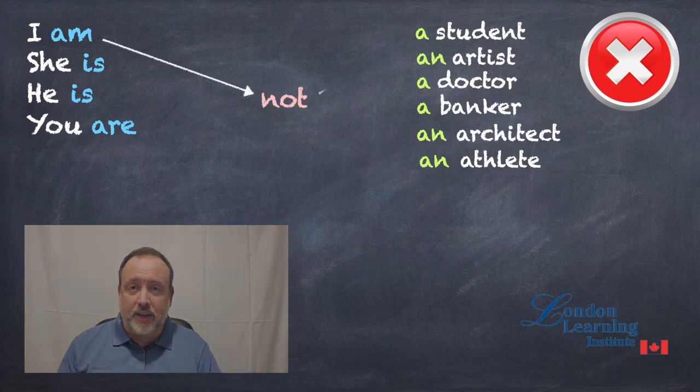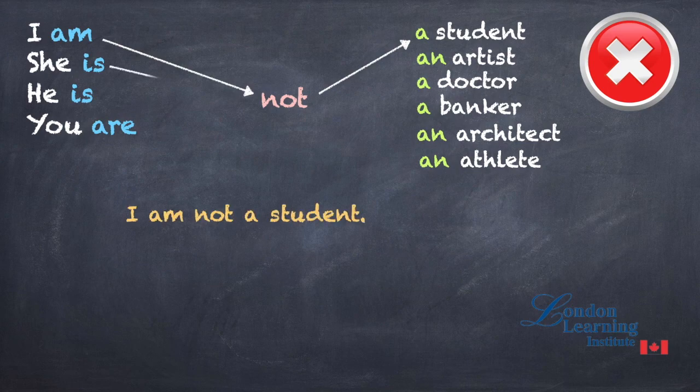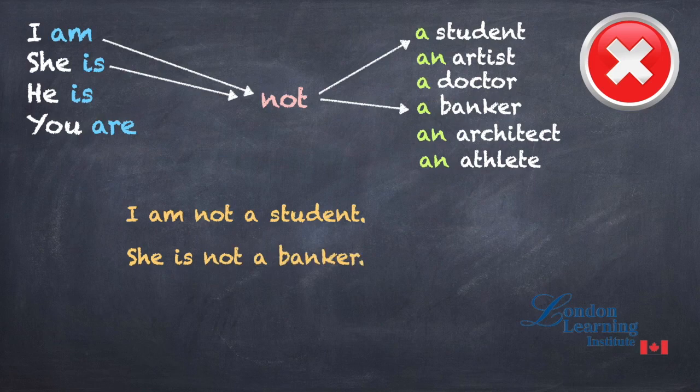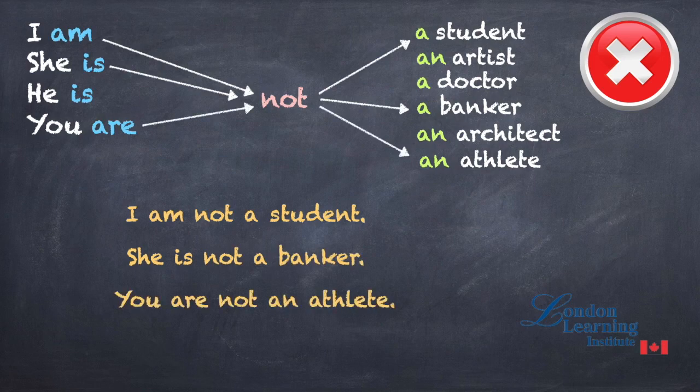I am not a student. She is not a banker. You are not an athlete. Okay, so that not in the middle means this is not true. If somebody asks you, are you a student? You can say, no, I am not a student.